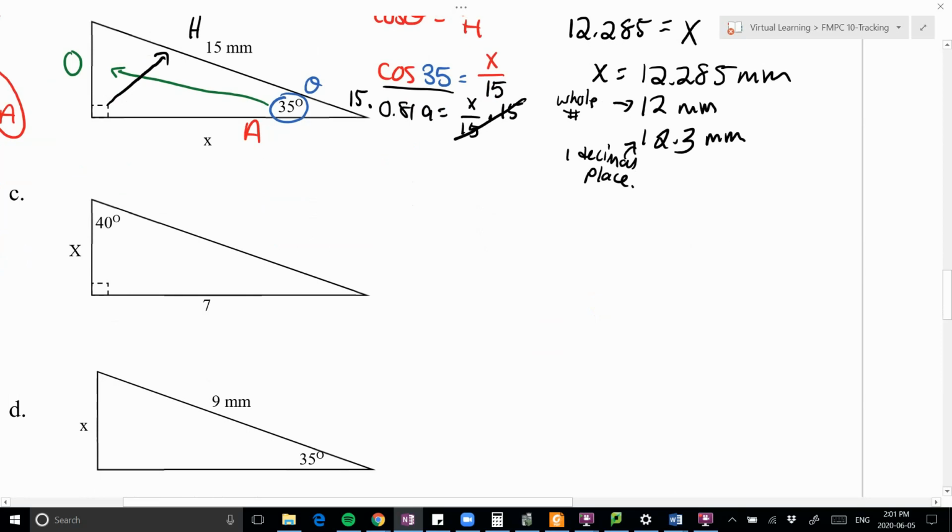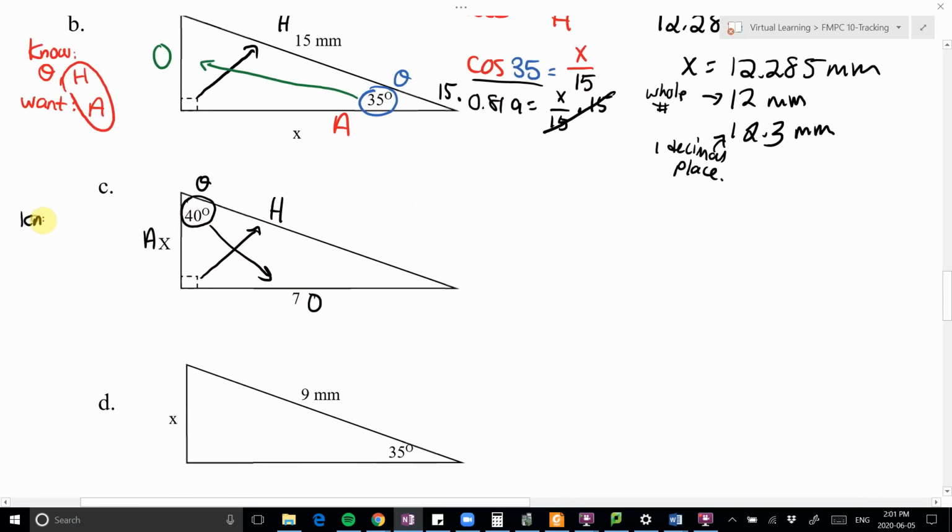Okay, so first step, we got to label our side. So h is always going to be across from the right angle. Then I find my theta. Opposite is across, adjacent is attached. So what do I know? I know theta, and I know opposite. What do I want?